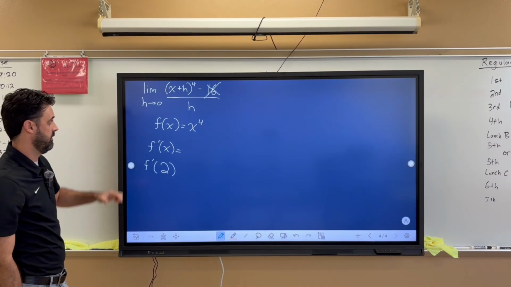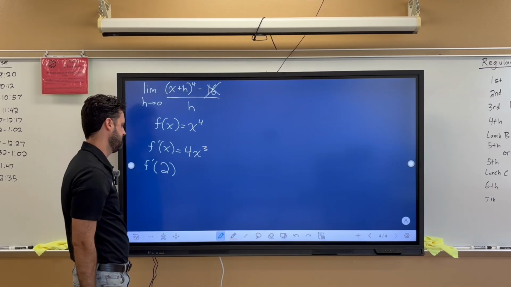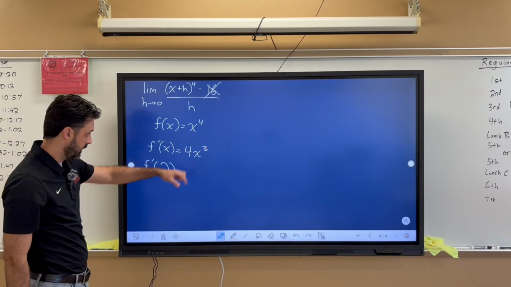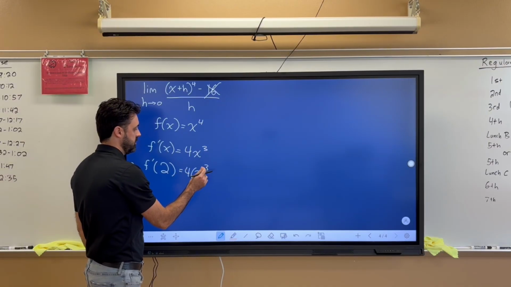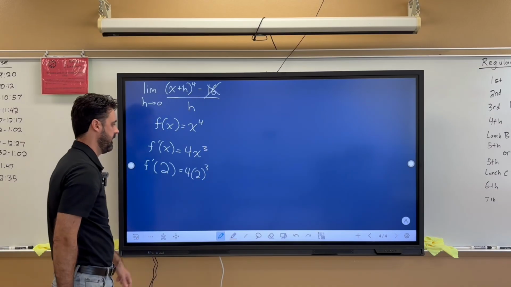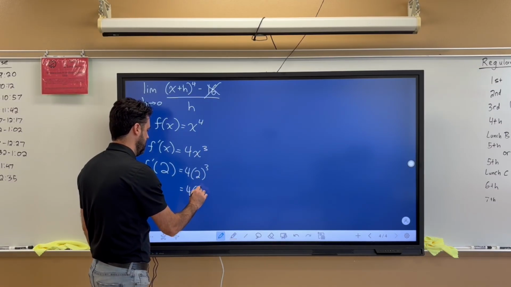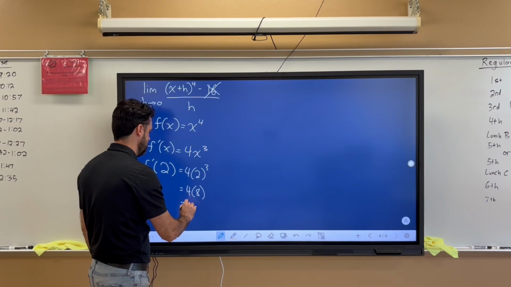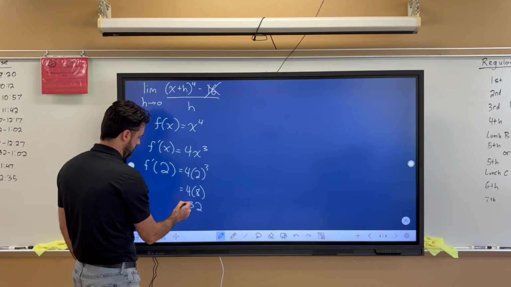Now we know we have to take a derivative. So the derivative of x to the 4th is 4x to the 3rd. And now we plug in our 2, and we follow order of operations. So make sure you're doing the exponent first before you multiply. All right, 2 to the 3rd, 2 times 2 times 2, that gives us 8. And 4 times 8 is 32. All right, so that's our answer to this one.